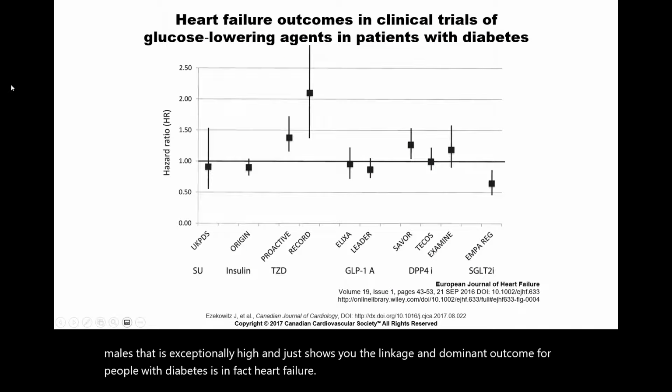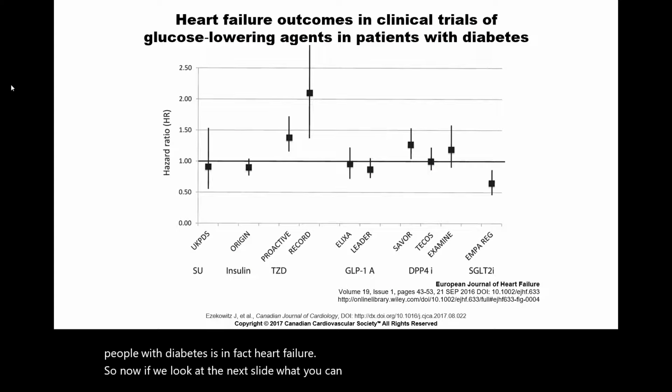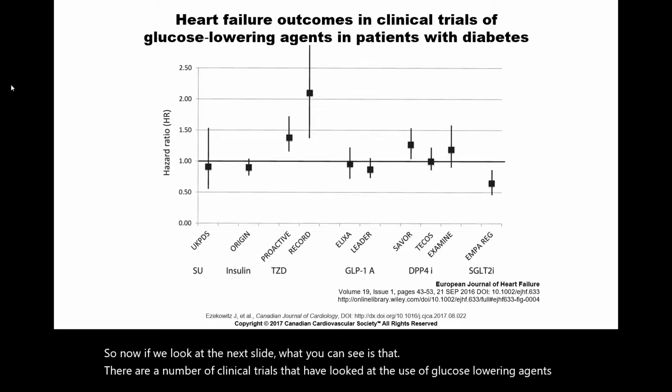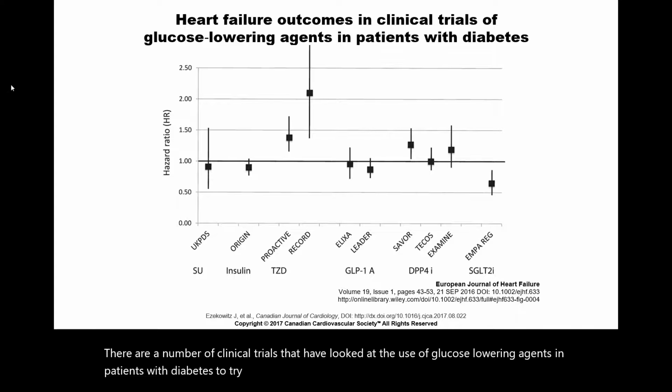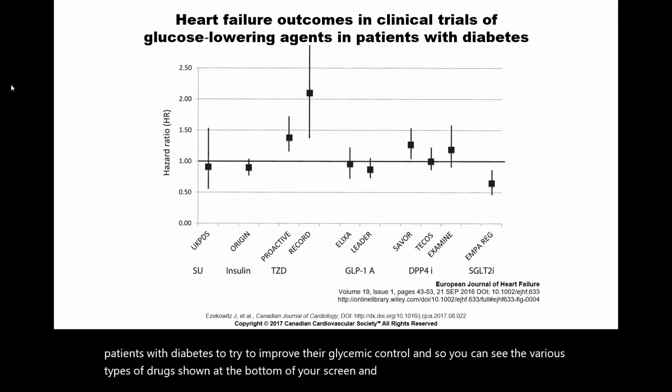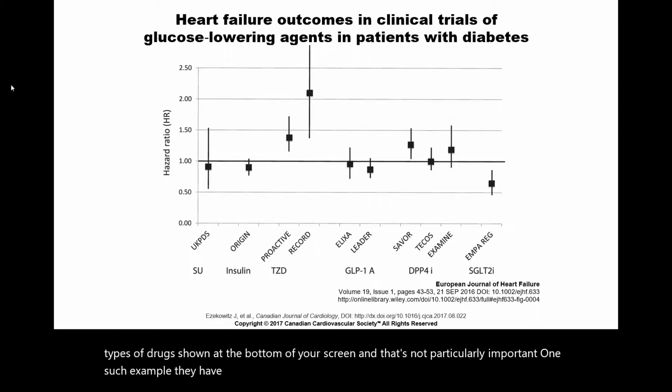So now if we look at the next slide, what you can see is that there are a number of clinical trials that have looked at the use of glucose-lowering agents in patients with diabetes to try to improve their glycemic control. You can see the various types of drugs shown at the bottom of your screen, and that's not particularly important. One such example is insulin. Another one would be sodium glucose transporter 2 inhibitors, SGLT2 inhibitors.